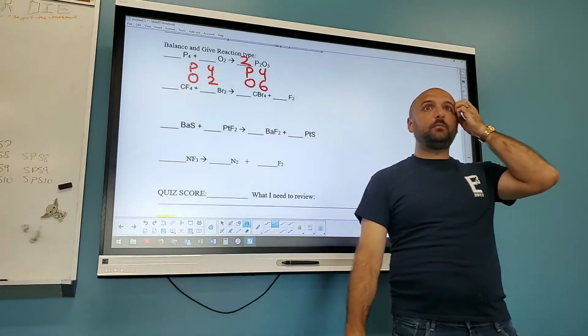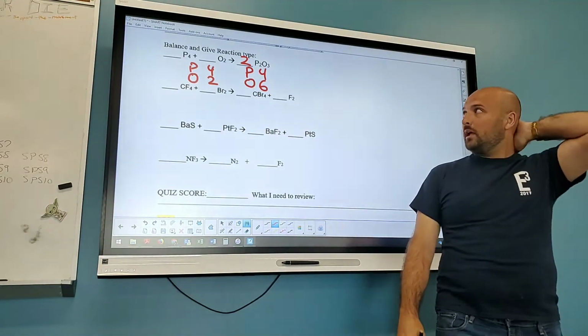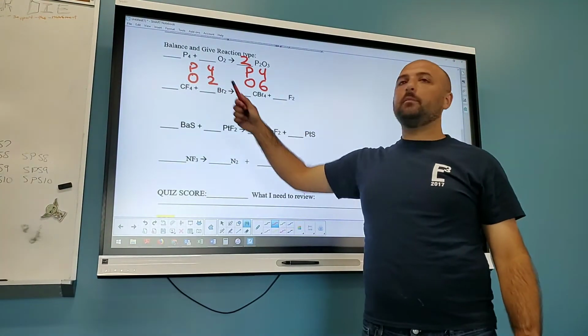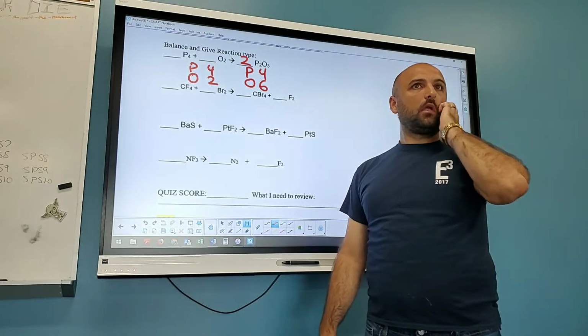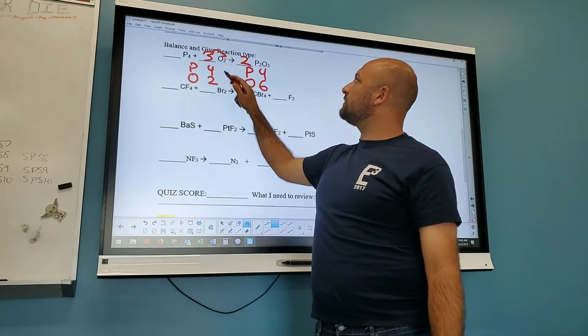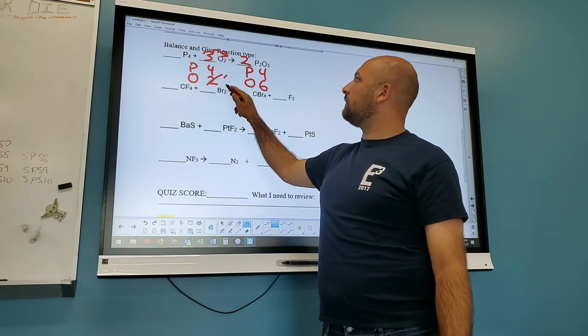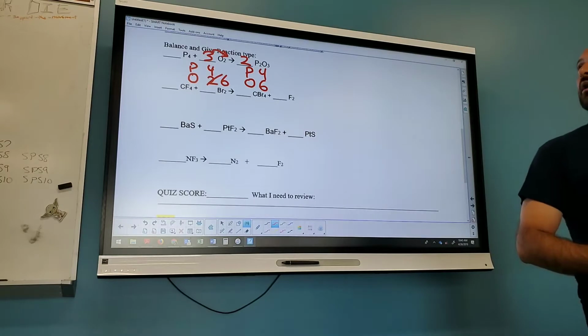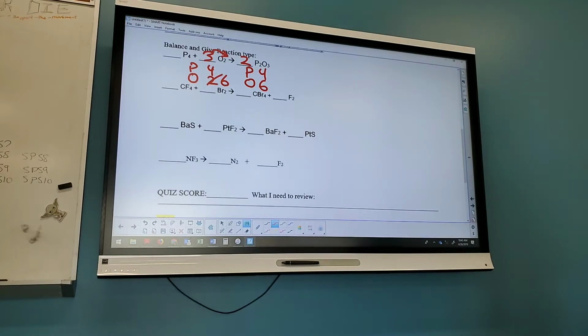Now, are the P's good? Yep, they are. And what about the O's? Nope. So we're going to raise this side up by doing what? Times 3. Putting a 3 right here. So 3 times 2 is 6, and we get P4 and O6. The coefficients there are 1, 3, and 2. Is that good enough?